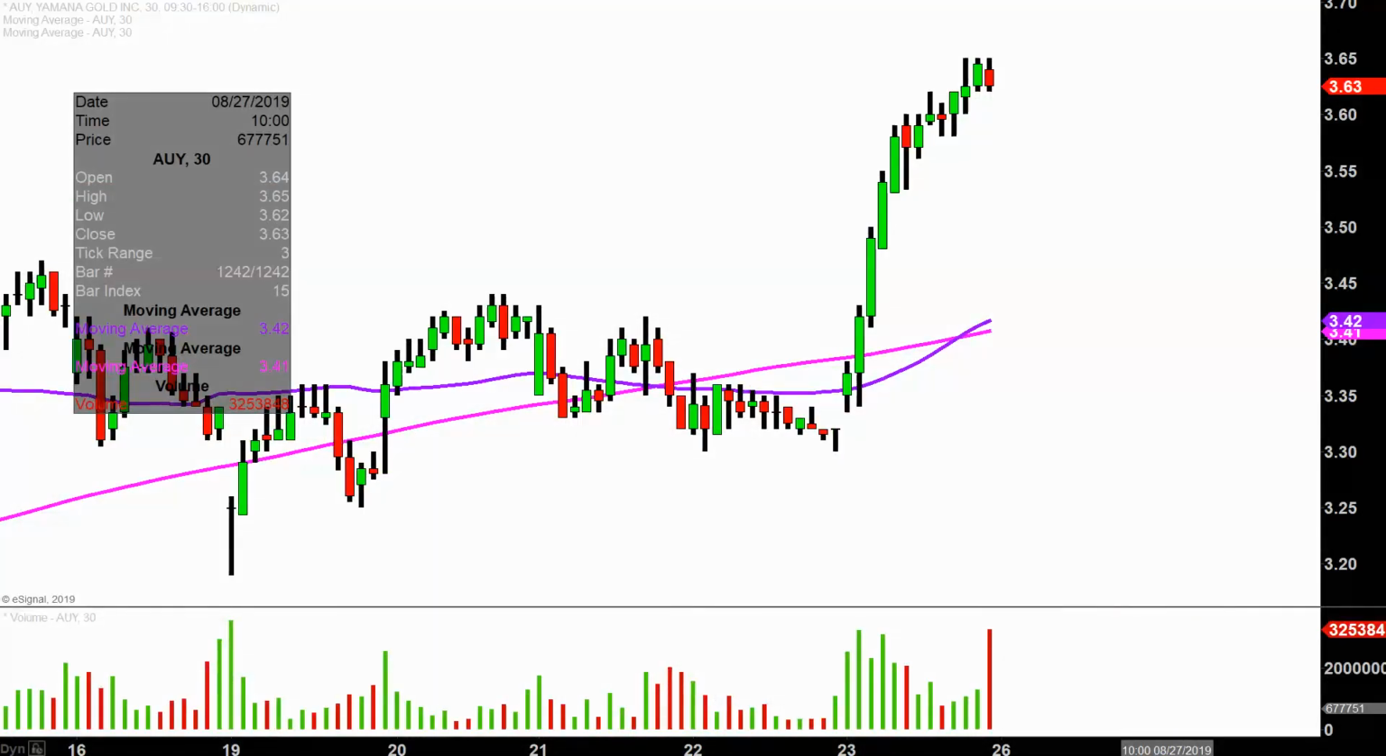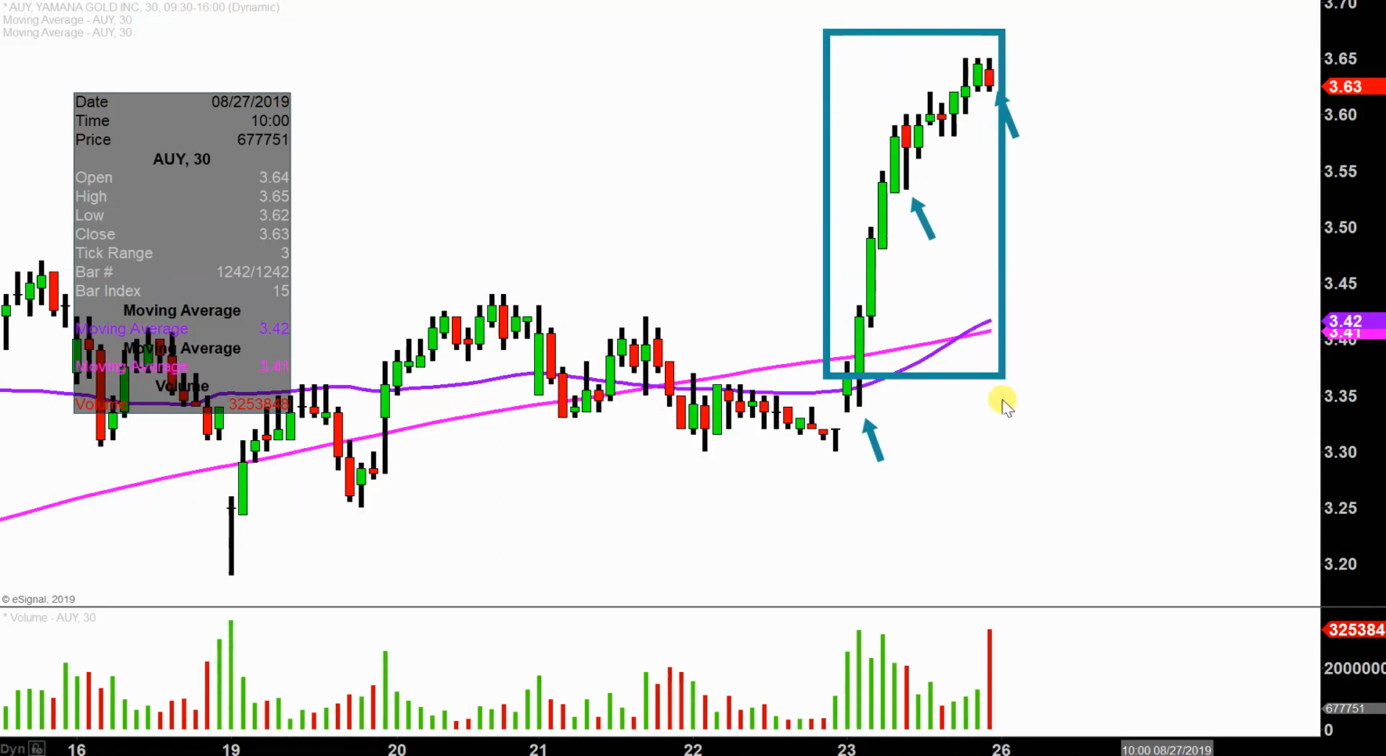Real quick, what do I mean by 30-minute in case maybe you're new to charts? Instead of each one of these candlesticks here representing one day's worth of price action, which is what you would normally see, each one represents 30 minutes. So this here may look like several days' worth of time. It's actually just today's price action broken down into 30-minute time slices.